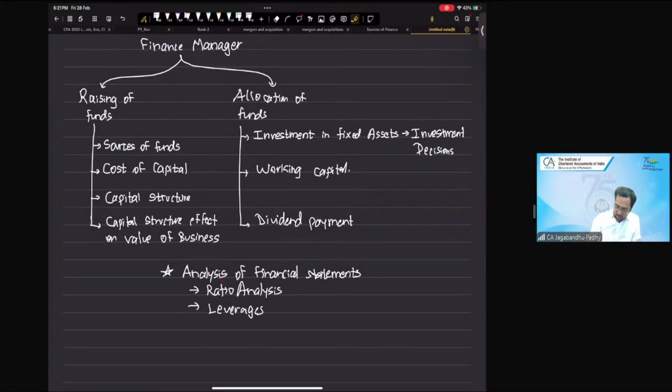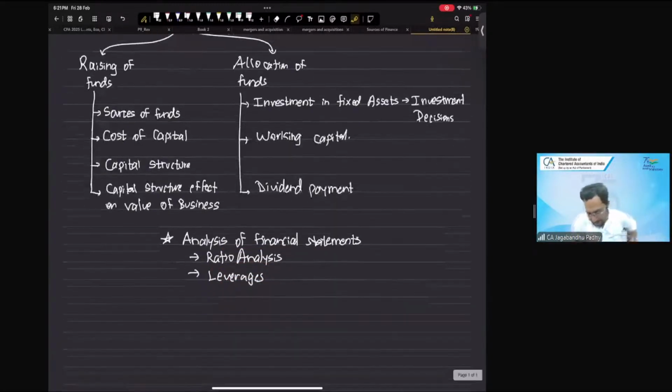And in analysis of financial statements, we are going to do two topics. One is ratio analysis, and the second is leverages. Leverages is basically understanding how risky the business is from the perspective of its operations and from the perspective of how it has been financed. So leverages is basically understanding or measuring risk.